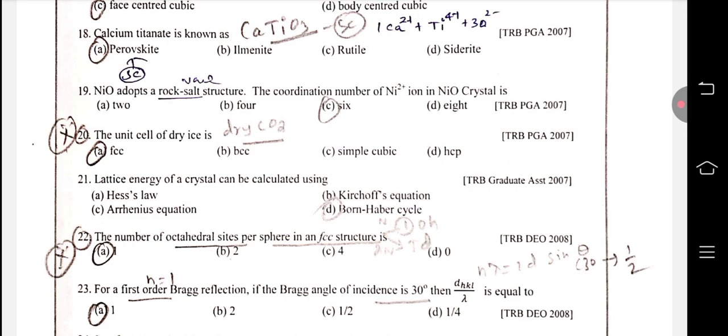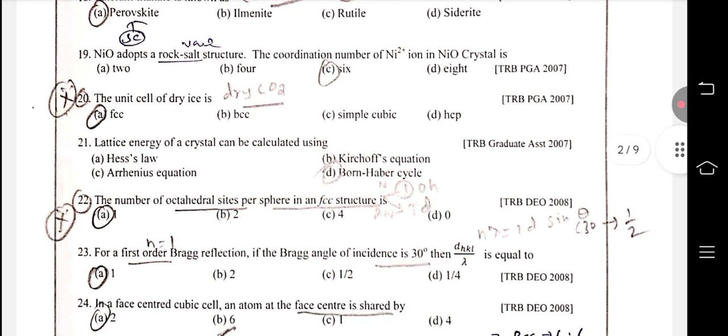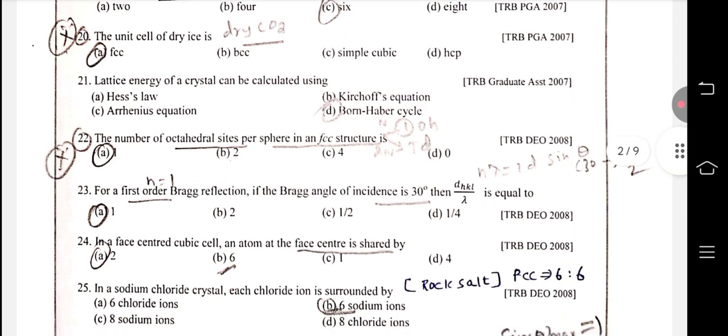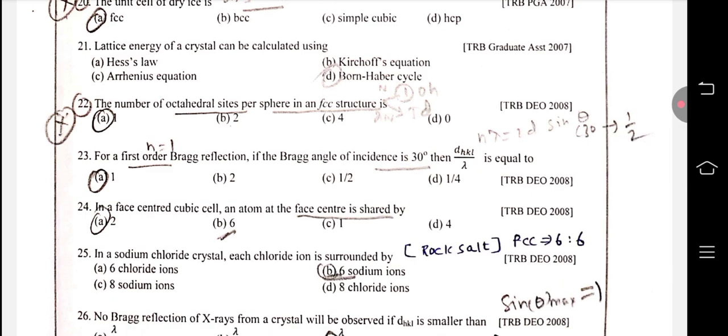This is a simple cubic. Nickel oxide adopts a rock salt structure. Rock salt சொன்னது, நம்ம sodium chloride FCC தெரியும். The coordination number of the nickel 2 plus ion in nickel oxide crystal is 6. The unit cell of dry ice என்பது dry calcium carbonate. This is FCC structure. Lattice energy of the crystals can be calculated by the Born-Haber cycle.